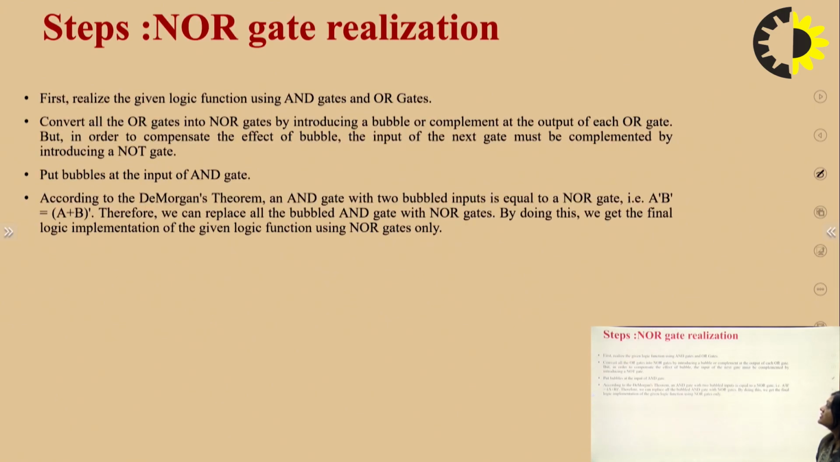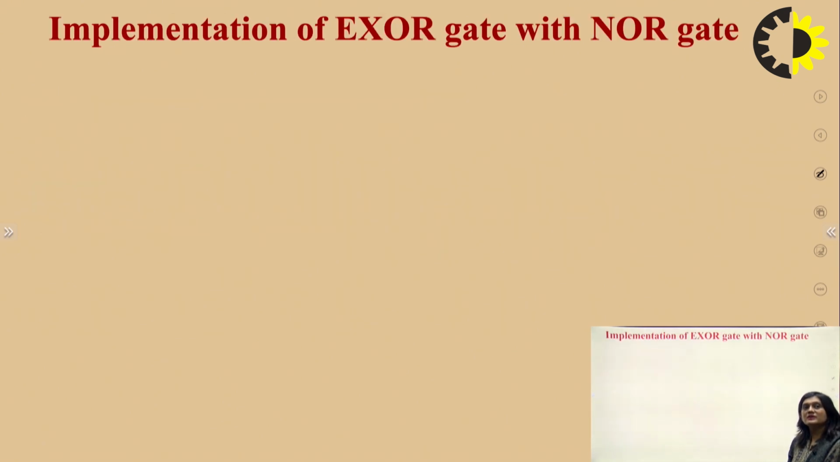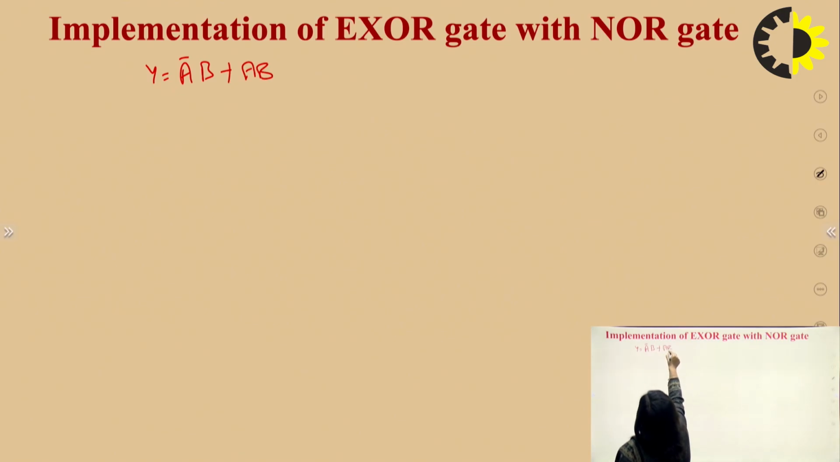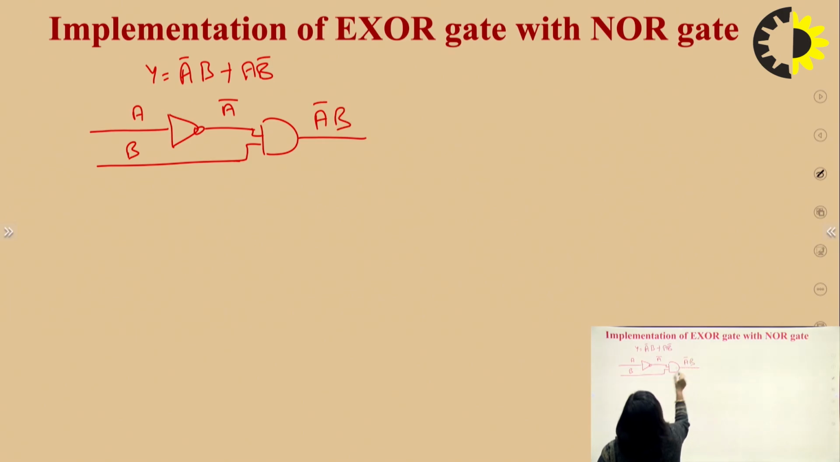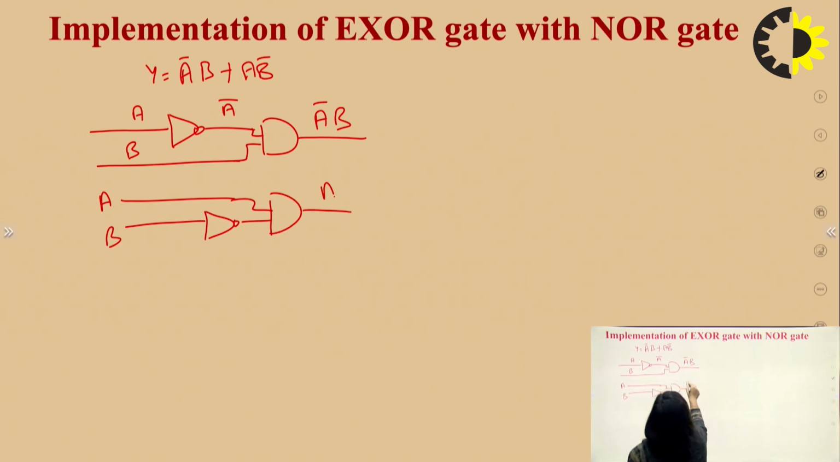So now the NOR gate realization: how we can do the NOR gate realization by using the bubble method. So implementation of the XOR gate with the help of NOR gate only. The XOR gate expression is y is equal to A bar B plus AB bar. Now we will design with the basic gates, NOT, A bar. After that the AND gate will be there, so it will be A bar B. A B, so it will be A B bar.